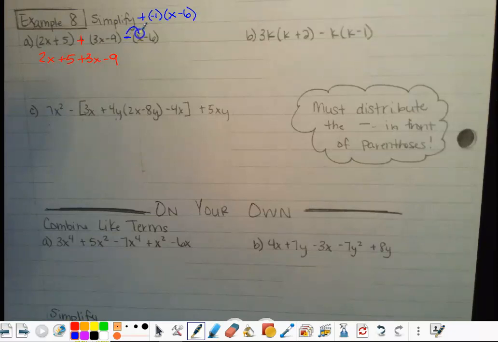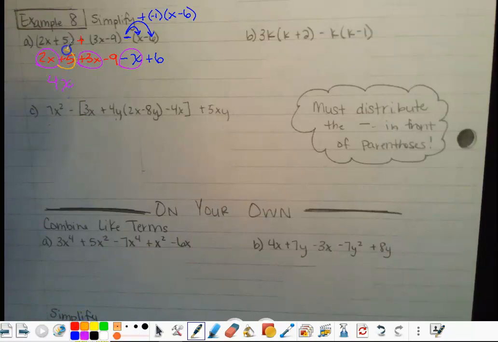So here we're taking a negative 1 times x is going to give us a negative x. A negative 1 times a negative 6 is going to give us a plus 6. So we distributed. That was the first thing to do. Next up, we need to combine like terms. So I have a 2x, a positive 3x, and a negative x. So 2x plus 3x is 5x, plus a negative x is 4x.